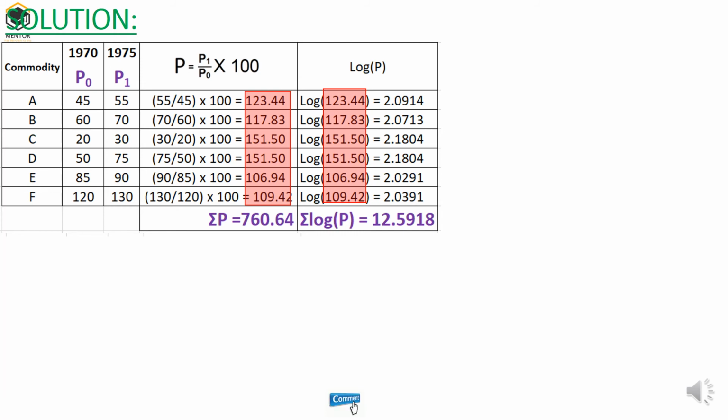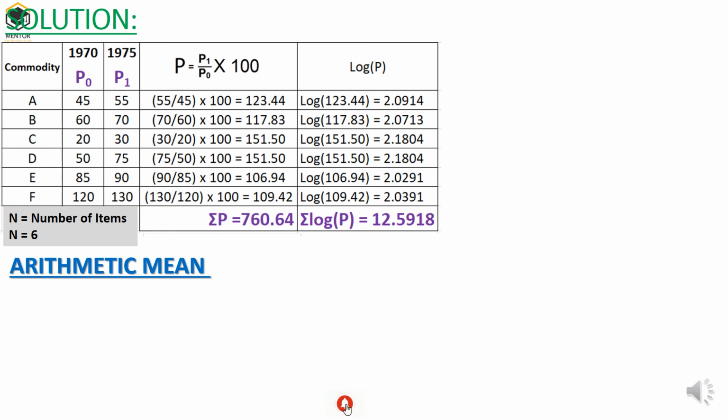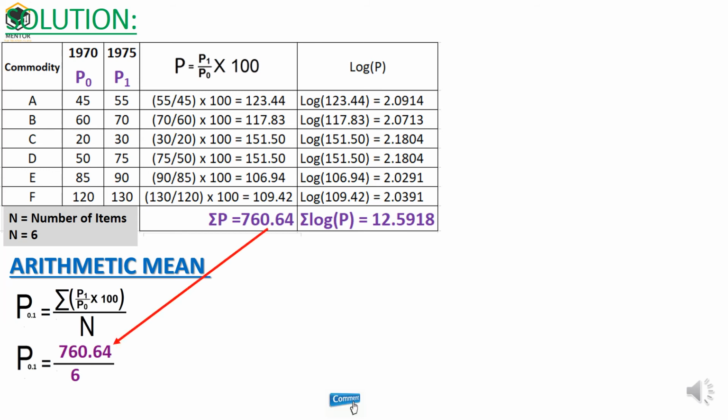Now let's start with our arithmetic mean. How many observations do we have here? The number of items is 6, so the n value will be 6. What is the formula of the arithmetic mean? P01, the price relative of the current year based on the base year, is equal to the summation of price relative divided by n. It means the average of the price relative. The summation of P1 by P0 into 100 is 760.64, whereas 6 is the number of observations. If I divide these two, I will get the price index using arithmetic mean as 126.77.